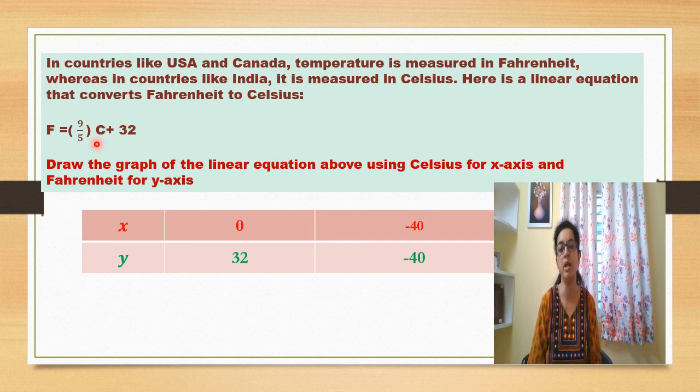So what is the formula? To convert Fahrenheit into Celsius or Celsius into Fahrenheit, vice versa, you can use this formula for both the conversions. Let us begin with the formula. F is equal to 9 by 5 multiplied by C plus 32. Now, using this formula, we are first going to plot a graph.